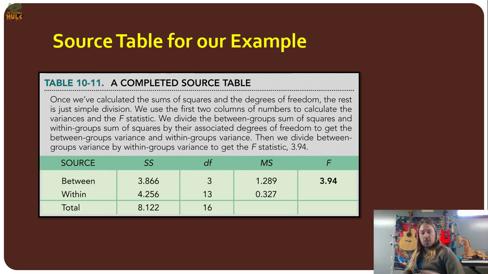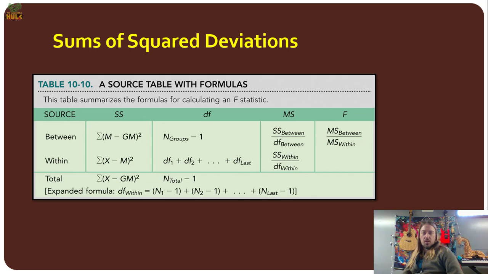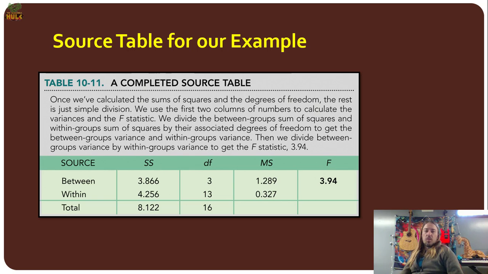Source table for our example, flush it all out with actual values. We put the sums of squares that we just calculated in there, put the degrees of freedom that we just calculated in there. Now we can calculate mean square. Remember that the mean square between, we saw just right here in this table, is equal to the sum of squares between divided by the degrees of freedom between. And then the mean square within is the sum of squares within divided by the degrees of freedom within. So if we take that into this value, then 3.866 divided by 3 will give us our mean square between of 1.289.